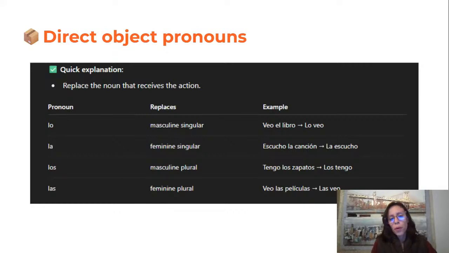For example, when we say the word lo, that is very popular, we use it a lot. So maybe students of Spanish as a second language have seen it a lot. That means it, but "it" as masculine singular. Veo el libro means I see the book. But if I say lo veo, it will be I see it.